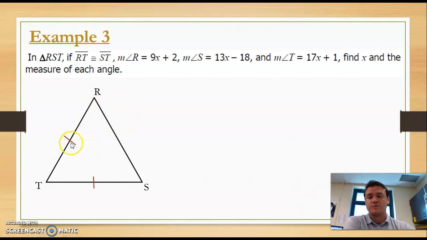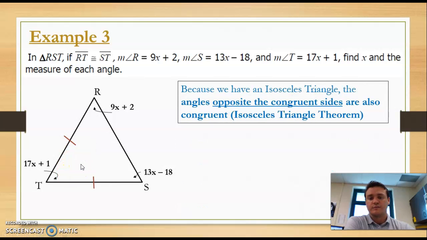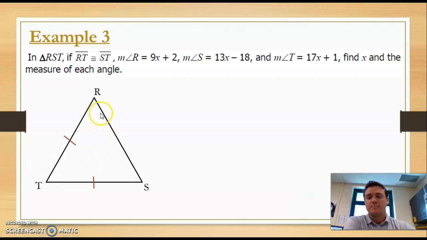Then, because we know that these sides are congruent, the Isosceles Triangle Theorem says that the angles opposite of those congruent sides are also congruent. Meaning that angle R and angle S are going to be the exact same measure because they're opposite the congruent sides.